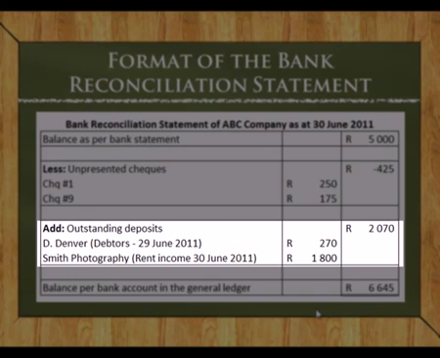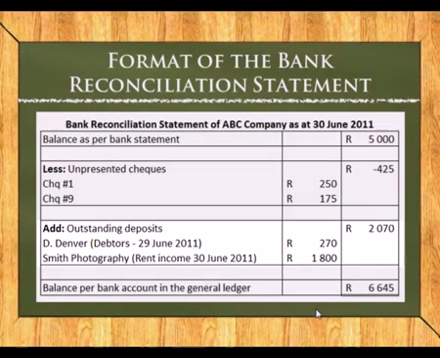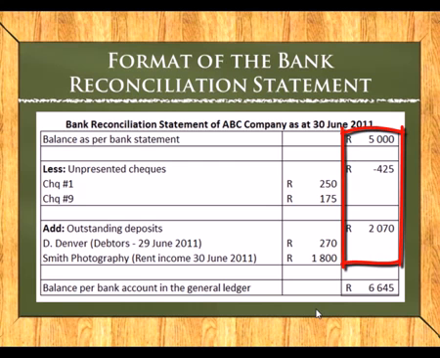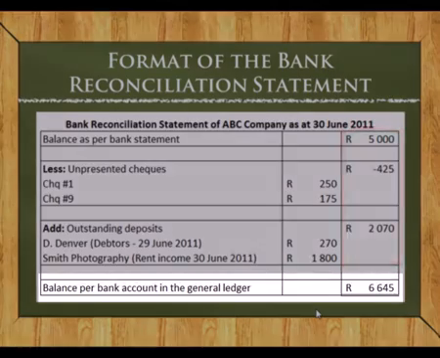Our outstanding deposits is money that we have received. We know we've received it. However, it has not gone through the bank account. The balance of those items must equal the balance per our bank account in the general ledger.